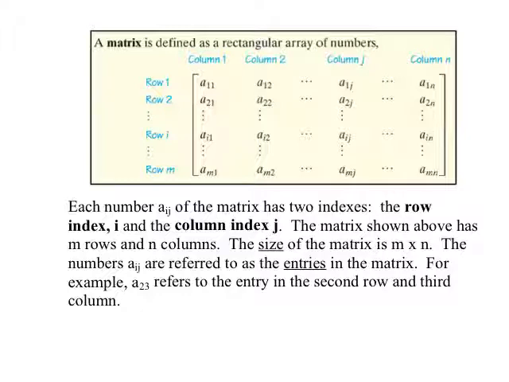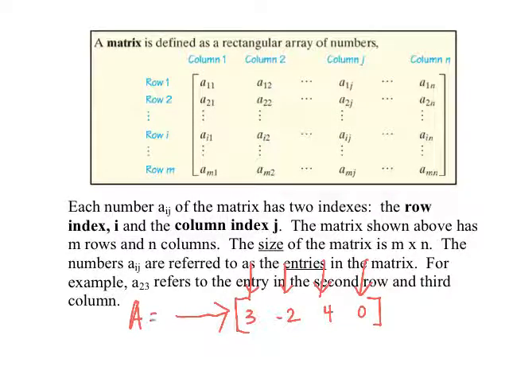So we talk about the size of a matrix, and that will be M by N size. So we always talk about rows by columns. And I'll just draw a little example here. Let's say I have this matrix here: 3, -2, 4, 0. Do you notice that we only have one row, but we have 4 columns? So if I asked you for the size of this matrix, we'll call it matrix A, the size of the matrix is 1 by 4. It's always row by column.